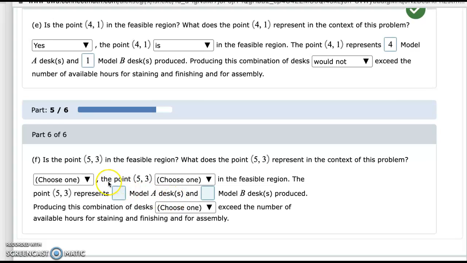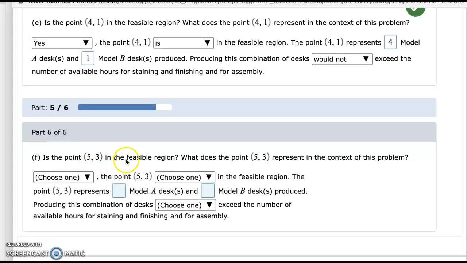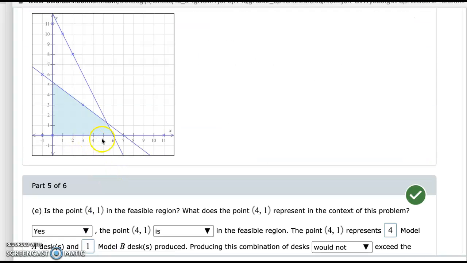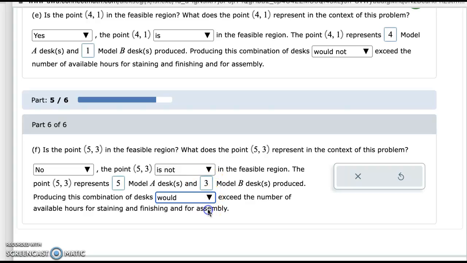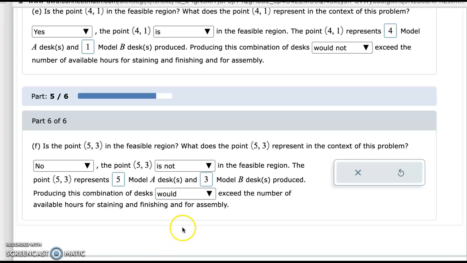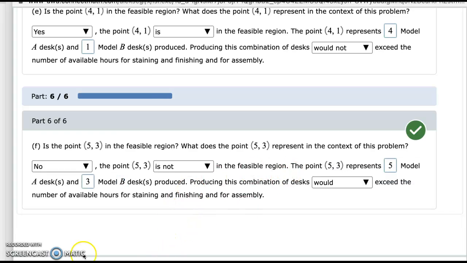I got that right. And then what about the point 5,3? Let's go here. Where's 5,3? 5,3 is outside the feasible region. So I would say no, and then I would say it is not. And then 5 is for model A, 3 is for model B, and it would exceed. If it's outside the feasible region, then it's going to exceed the available hours. So let's hit check answer. All right, so that's how to do this problem.